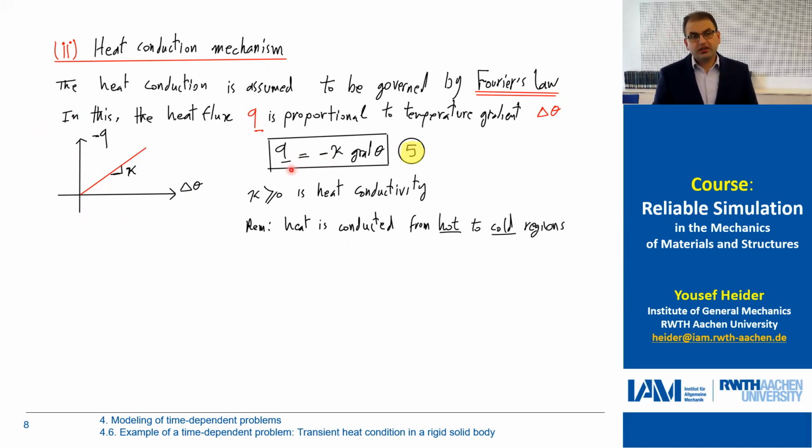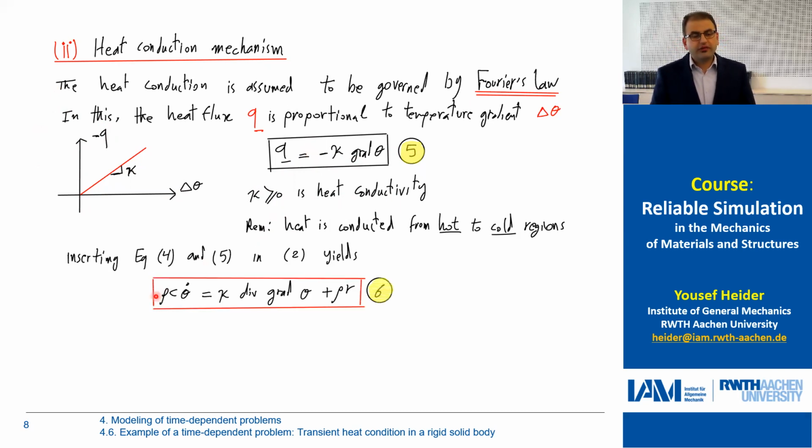It would be then Q equals minus kappa multiplied by the gradient of zeta. And kappa, which is a positive parameter, is the heat conductivity. And as the assumption is that the heat flows from the hot to the cold material point, that's why we need a minus sign here. And this also results from the evaluation of the entropy inequality.